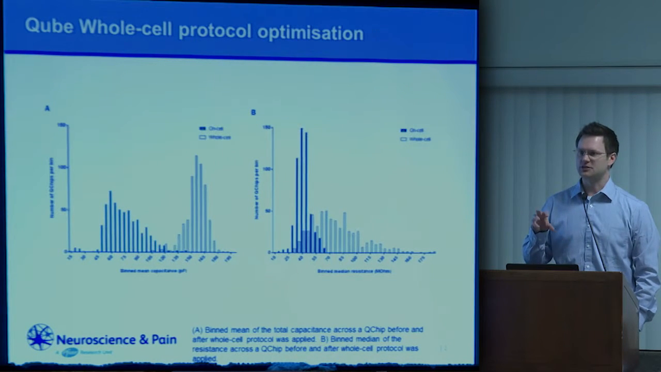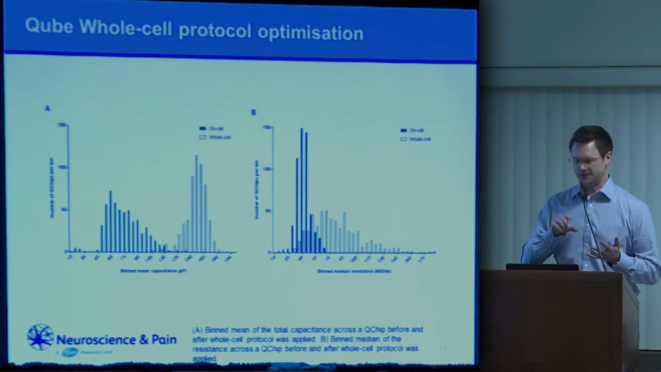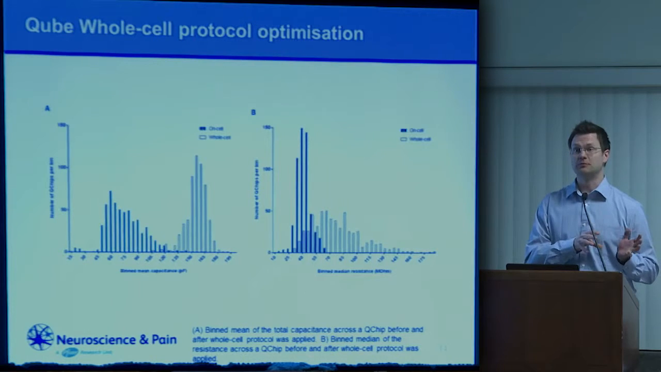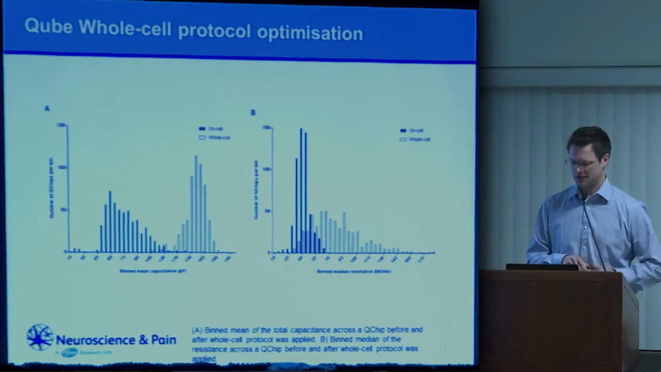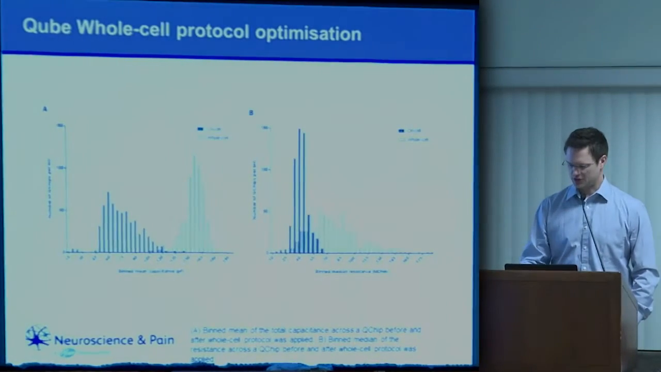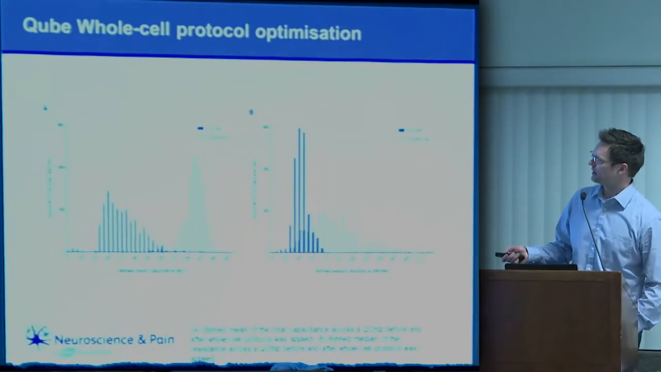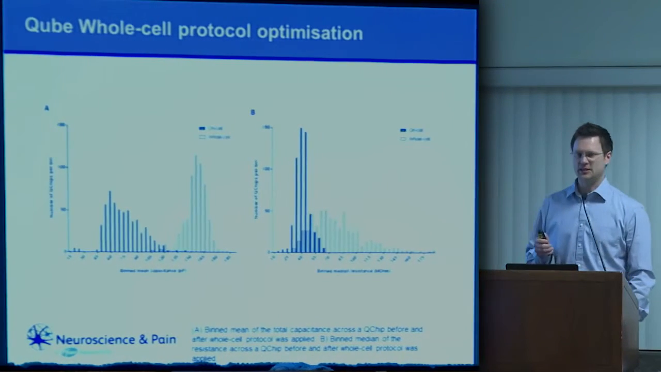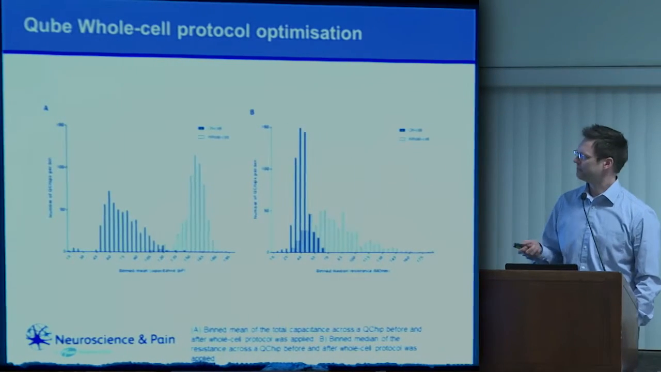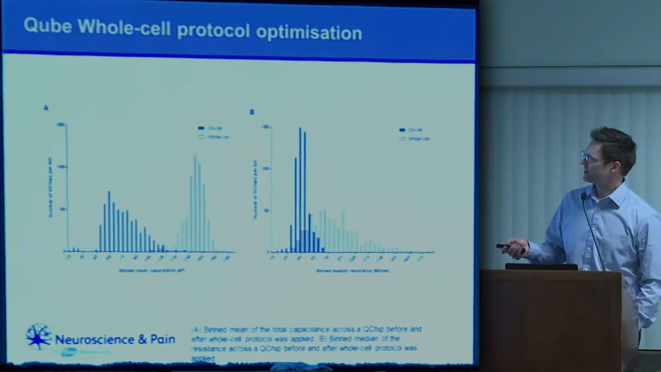So one of the things to do in assay development is to optimize that protocol so that you can gain good electrical access into all of the cells but not break them. You can't be too harsh with the whole-cell suction protocols. So the graphs here essentially show data for whole QChips. So these are binned mean capacitances per QChip in the histograms.